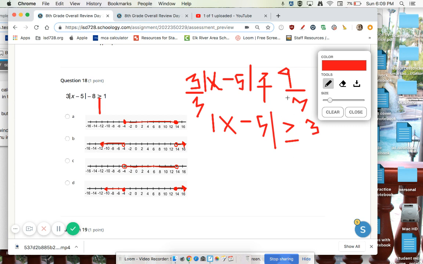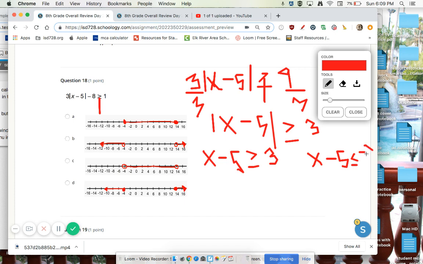But when you have inequalities, you have to remember you need to flip your negative 1. So it would look like this. X minus 5 is greater than or equal to a positive 3. We don't need to flip that one, because that would remain true. And then we have x minus 5 is less than or equal to negative 3.